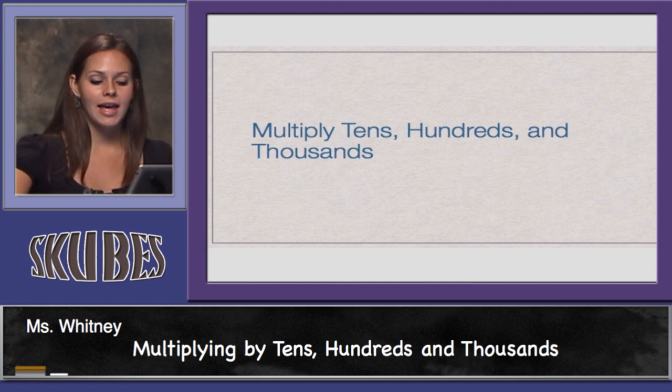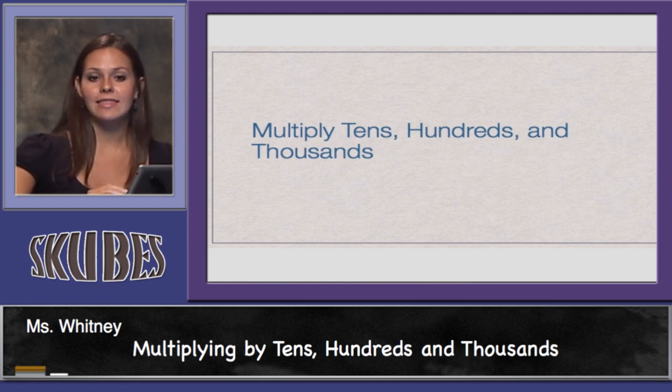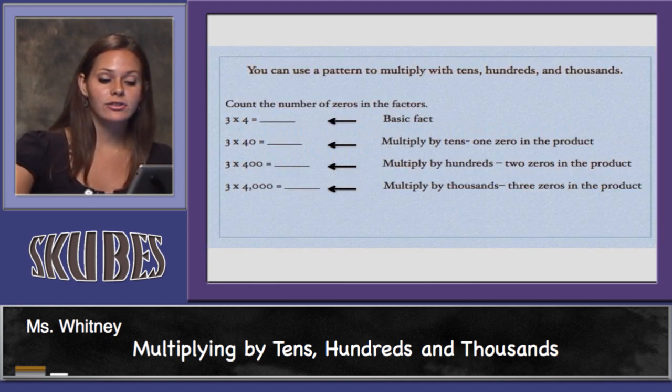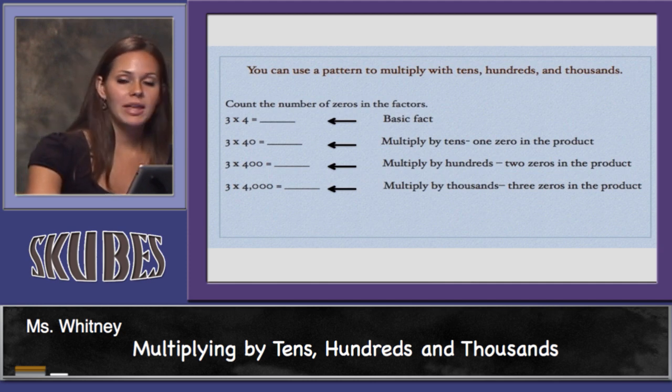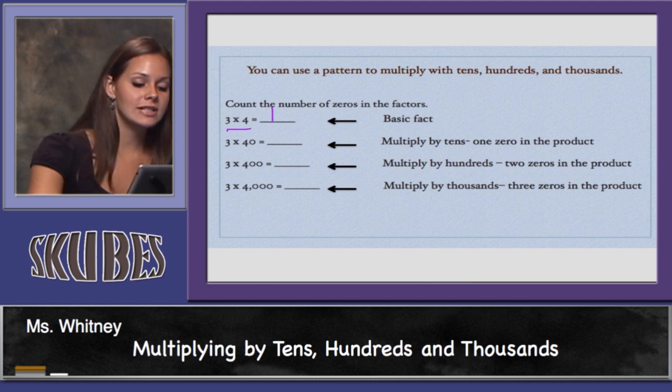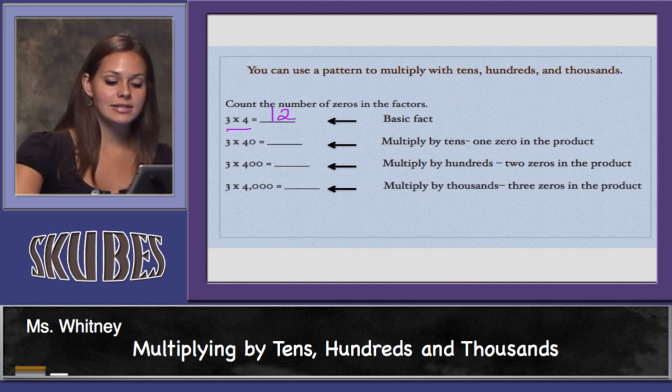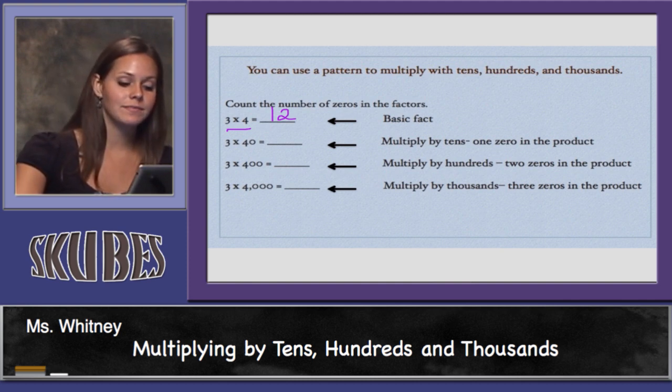Let's talk about multiplying by tens, hundreds, and thousands. You can use a pattern to multiply with tens, hundreds, and thousands. First, let's start with the basic fact. We have 3 times 4, which is equal to 12. Now we can use that basic fact to help us multiply by tens, hundreds, and thousands.